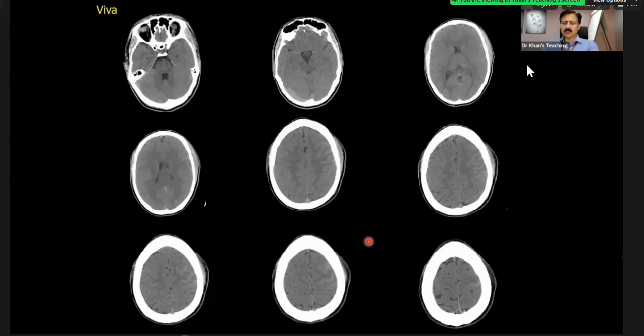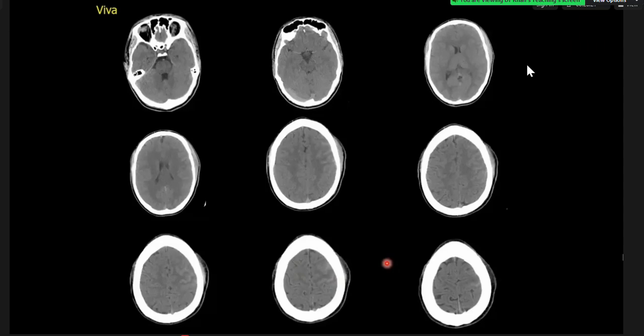Look at the density. It's not that high. Yeah, you're right. Calcification will always be more than 80 Hounsfield units. If you see this, this is something like the gray matter. It looks more like hemorrhage to me. What else can it be? How are you going to tackle it in the exam? That's the basic question.